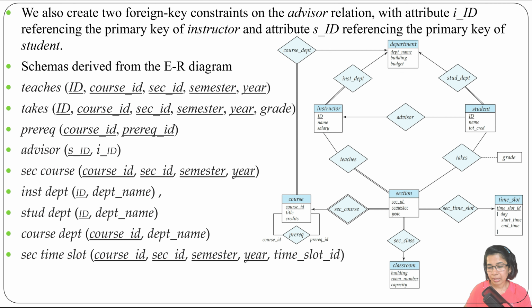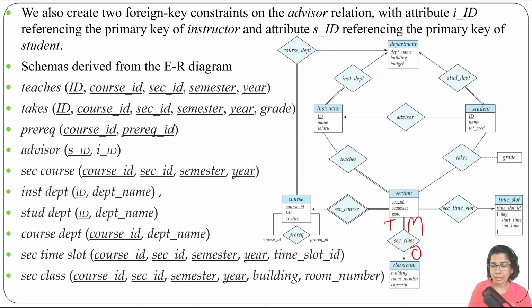Next, section class. Section class that combines section with classroom. This is a many-to-one relationship, total participation. So many side key should be key for the section class relationship. So here attributes will be section ID, semester, year, course ID, building, room number, capacity, and primary key will be section ID, semester, year, and course ID, as it depends on its owner primary key.